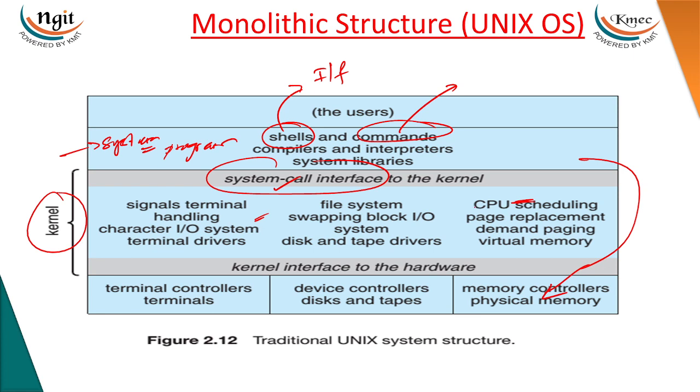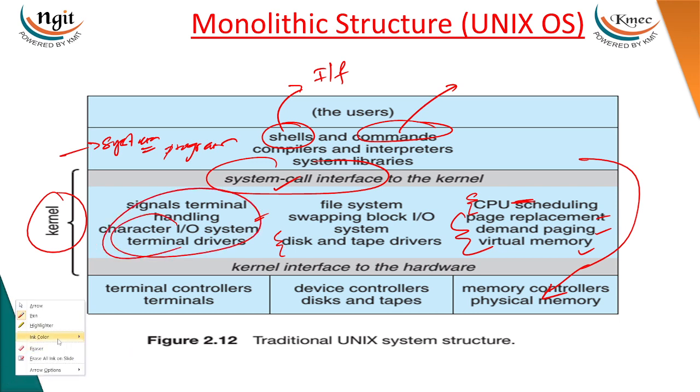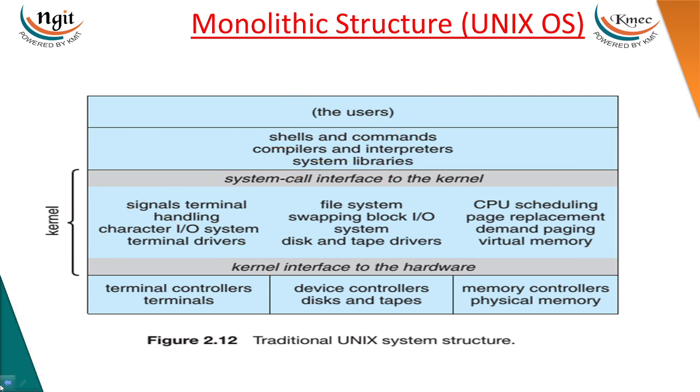The core functionalities are, one, CPU scheduling, that is process management, and inter-process communication, and memory management, that comes under page replacement, demand paging, and virtual memory. And IO management, that is, it has to manage all IO resources, such as disk and tape drives. So these are all IO resources. All these are implemented in your kernel layer. Then, in between kernel and hardware, you have a kernel interface. They implemented a kernel interface.